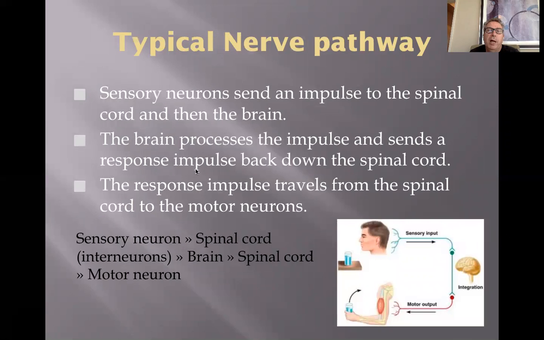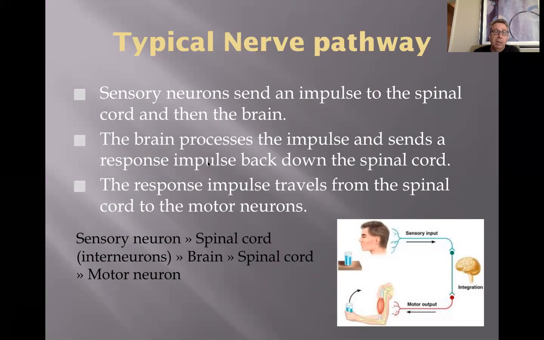So we're going to talk about 2 different pathways, right? The typical nerve pathway is what you're doing right now. You're looking at this video, you're processing the information, and if you're writing notes, you're sending signals to your muscles to pick up your pen and write these words down. So this is the typical nervous system pathway, where the sensory neurons send an impulse to the spinal cord and then the brain. Then the brain processes the impulse and sends a response back down to the spinal cord. And then that response travels from the spinal cord to wherever it needs to go, right?